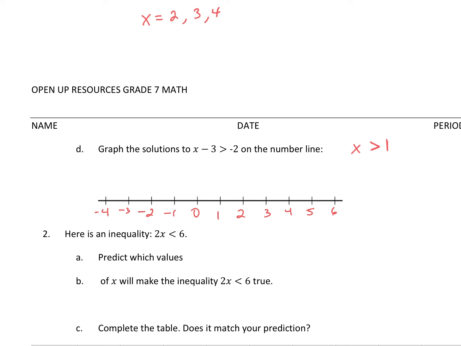This time I'm going to have an open circle because I do not want to include 1 as a solution. And then I'm going to draw my arrow to the right.